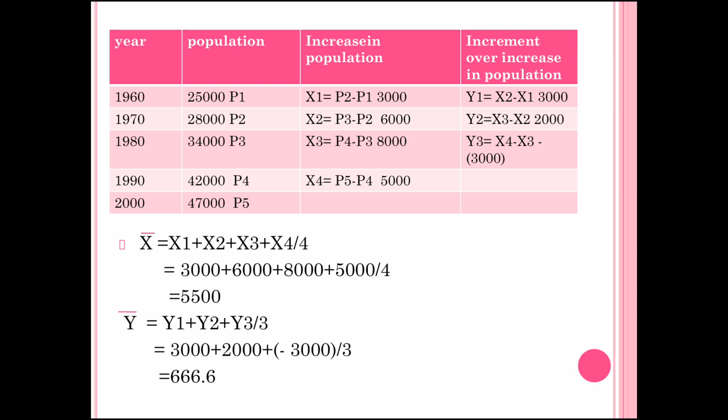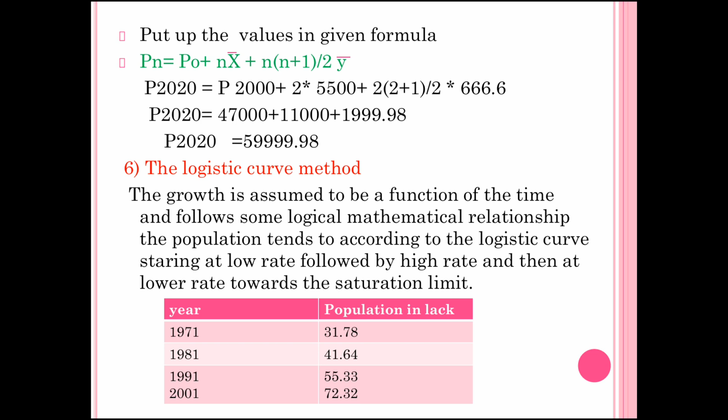Now we have to calculate the average of the increase in population and the average of the incremental increase in population. We know that x bar is the average increase in population, so x bar is equal to x1 plus x2 plus x3 plus x4 divided by 4, and the value comes out to 5500. And y bar, the incremental increase over the increase in population, is equal to y1 plus y2 plus y3 divided by 3. The value comes out to 666.6. Next we put these values in the given formula.